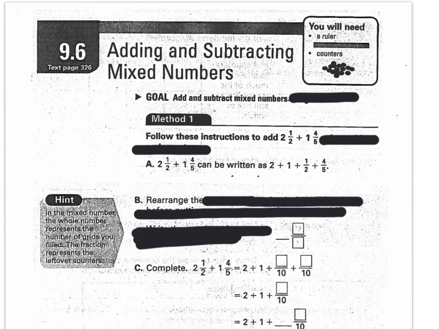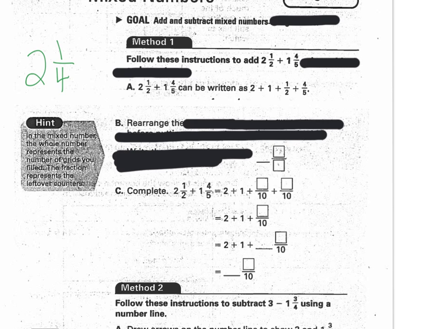In this video, I'm going to show you how to add and subtract mixed numbers. As you remember before, a mixed number has a whole number plus a fraction. We're going to add 2½ plus 1 4/5. We can rewrite this as grouping the whole numbers together and grouping the fractions together. That gives us 2 plus 1 plus 1/2 plus 4/5. So we have rearranged them.